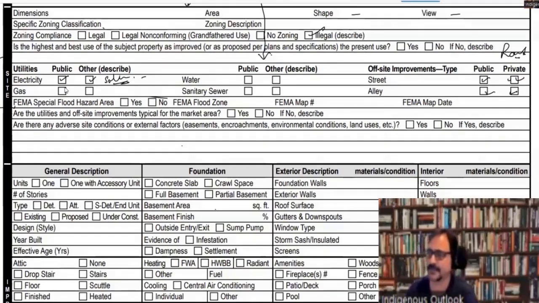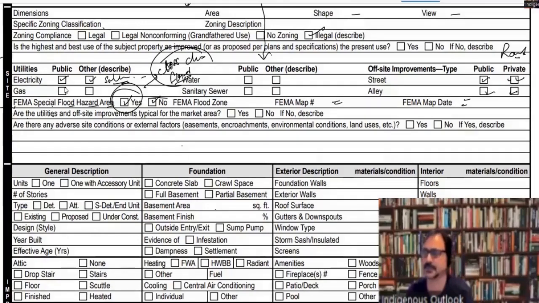Now the FEMA special flood hazard area. No is fine, no FEMA flood zone. If it is yes, always cross check with the flood certificate. We are not just blindly going to follow this instruction. Whether it is no or yes, we will always follow the flood certification which we run. Map number, FEMA date, you can cross check with your flood certificate whether that is correct or not.